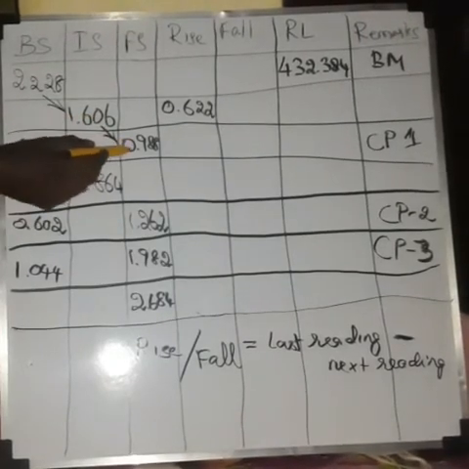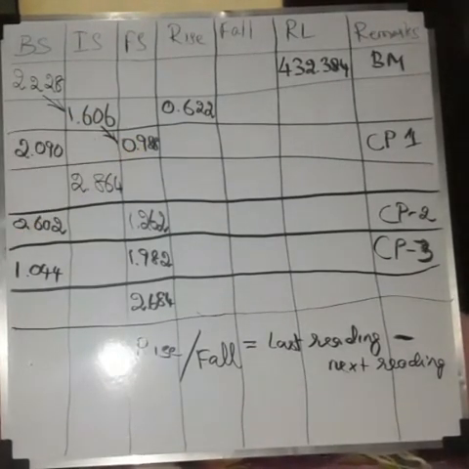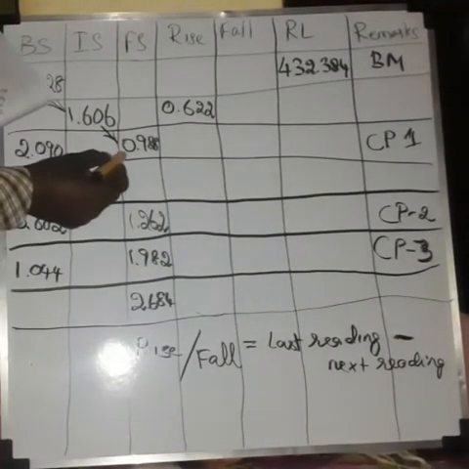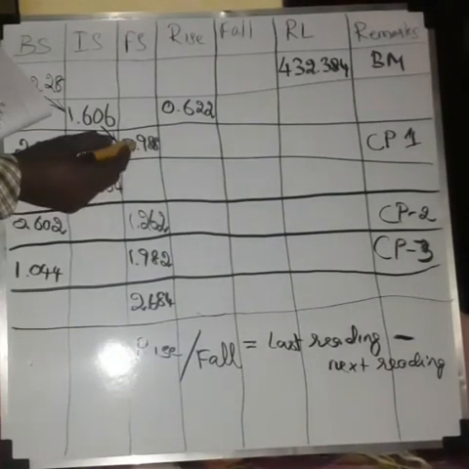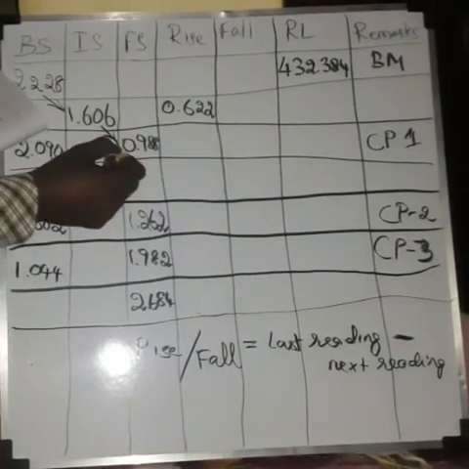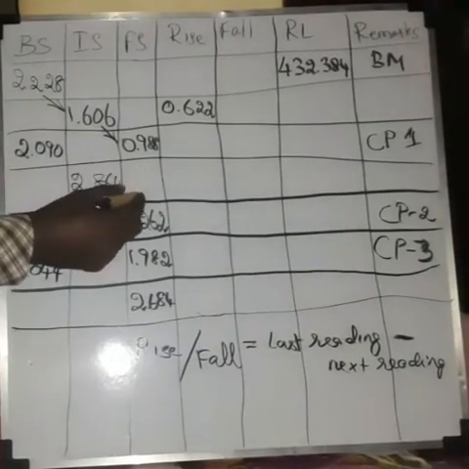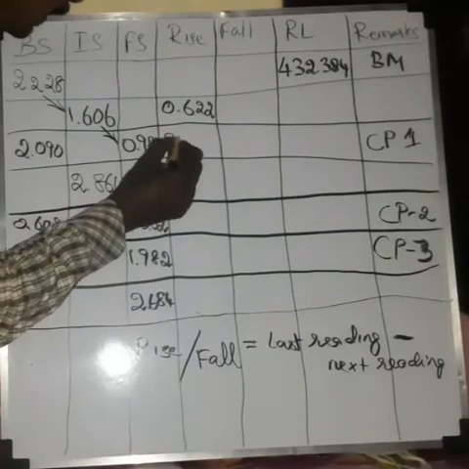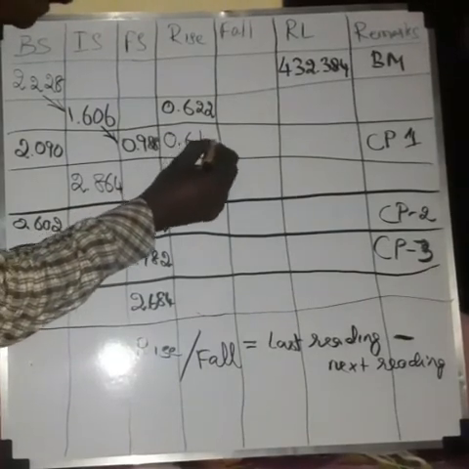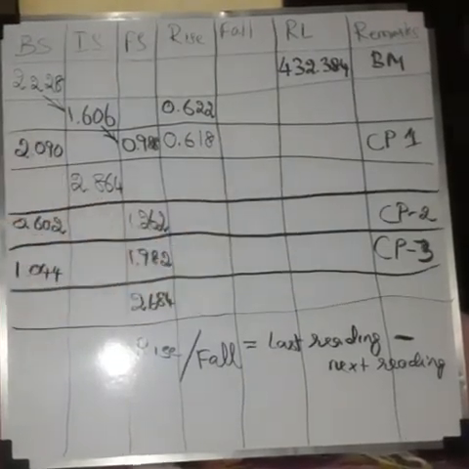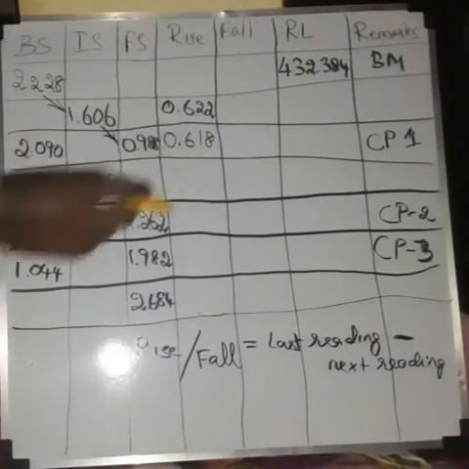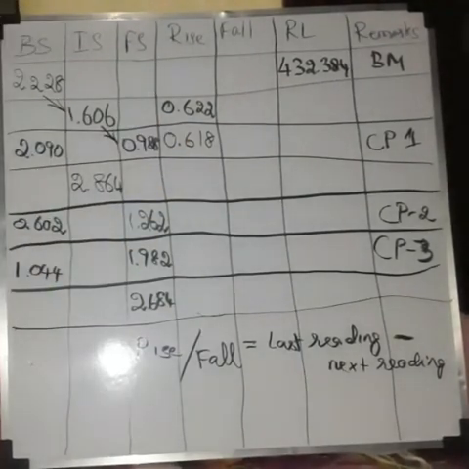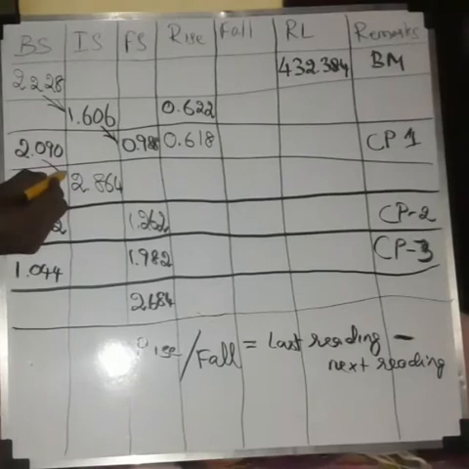Next, the difference between the next two readings: 1.606 minus 0.988 is equal to plus 0.618. It also lies in the rise column because the difference is positive. Next, the difference between the next two.